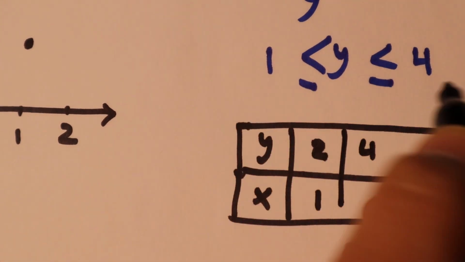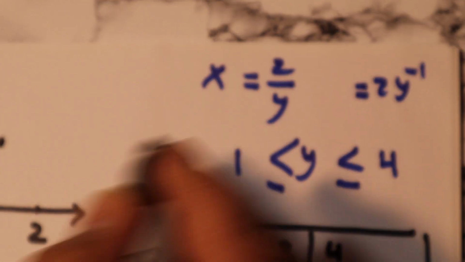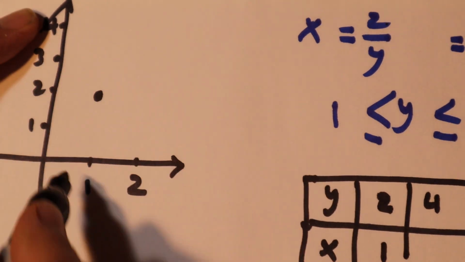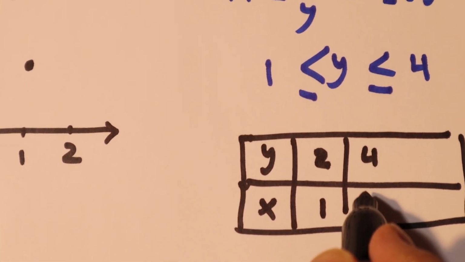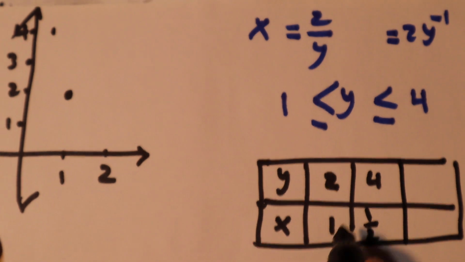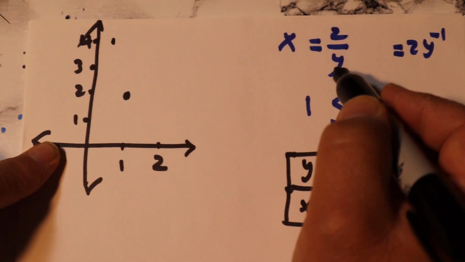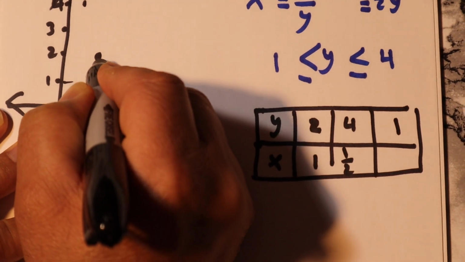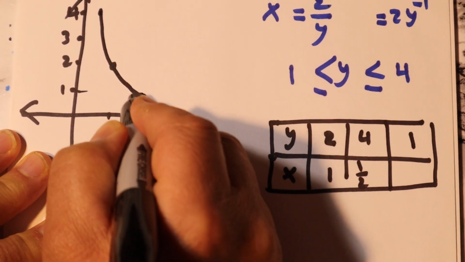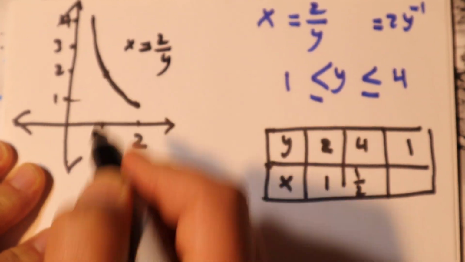How about 4? We choose from 1 to 4. So 2 divided by 4 is a half. So when y is 4, x is a half. What if we choose 1? 2 divided by 1 is 2. So when y is 1, x is 2. So this is our curve, the curve of the function x equals 2 over y.